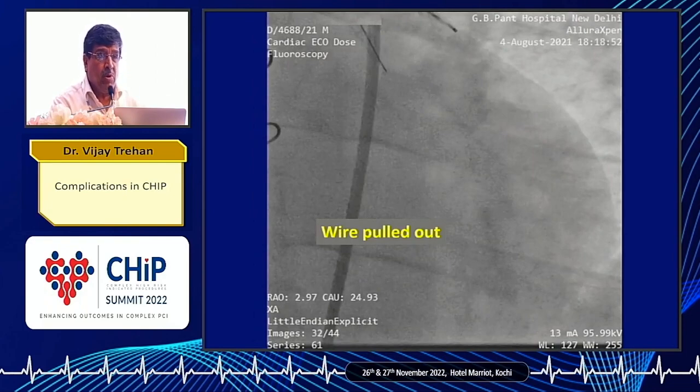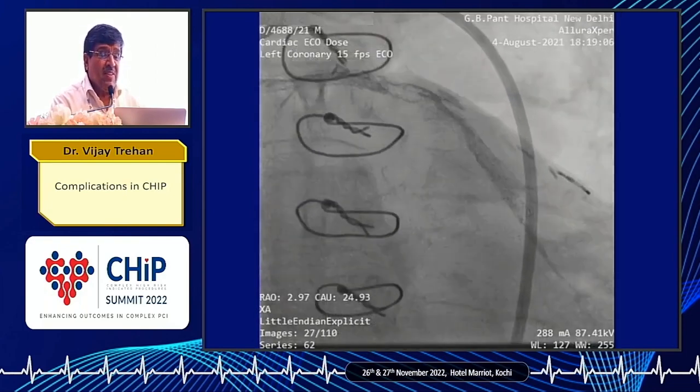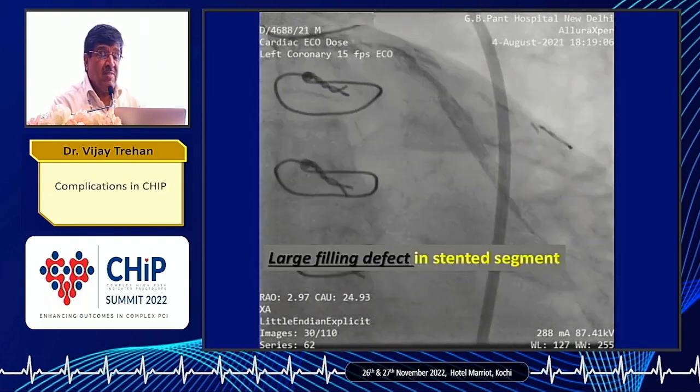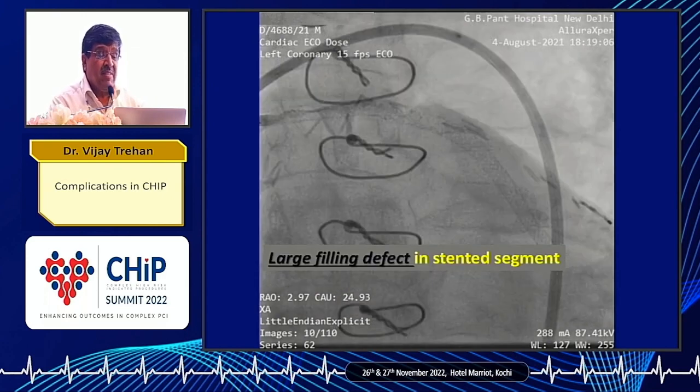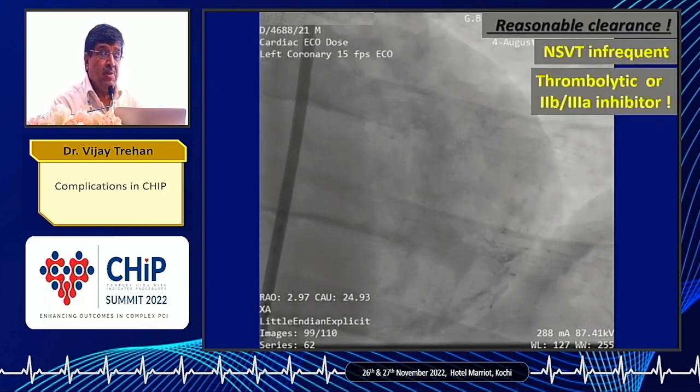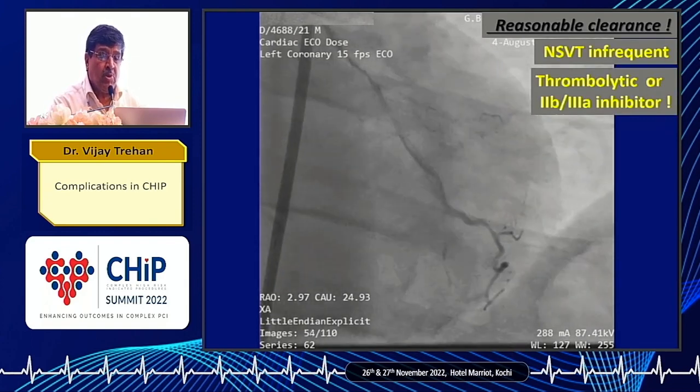Then I thought, let me pull out the wire and see if things are settling down. After the wire, things are again looking the same. Then I thought, even though there is a large filling defect, forget about it, because there is a reasonable clearance and NSVTs have become infrequent. Give thrombolytic or maybe IIb/IIIa inhibitors and get out.